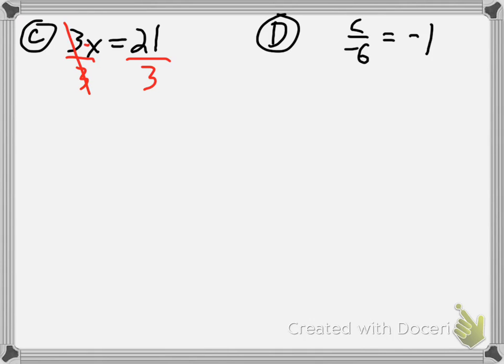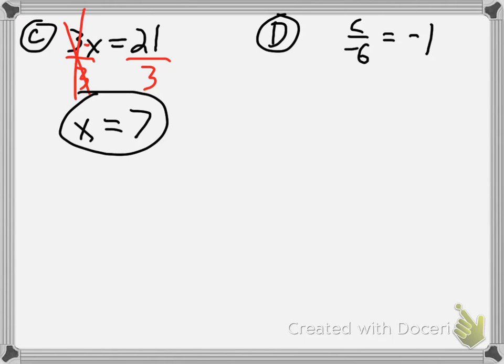Again, that's going to cancel these out. 3 divided by 3 is just 1. So on the left-hand side, I'm left with 1x, or just x. I bring down my equal sign. On the right-hand side, I have 21 divided by 3, which is 7. So I think x is equal to 7.